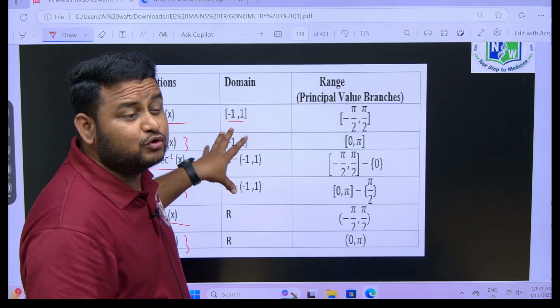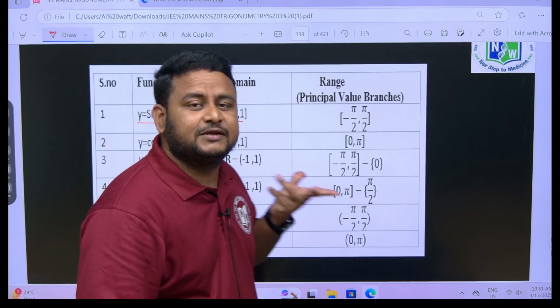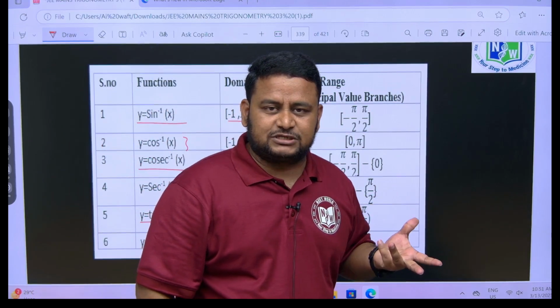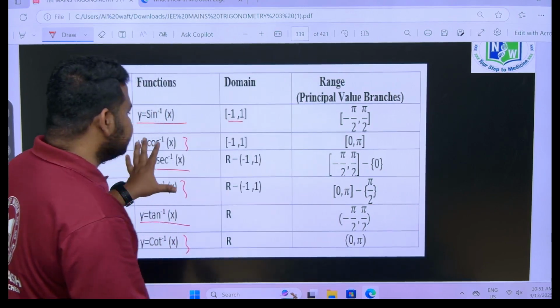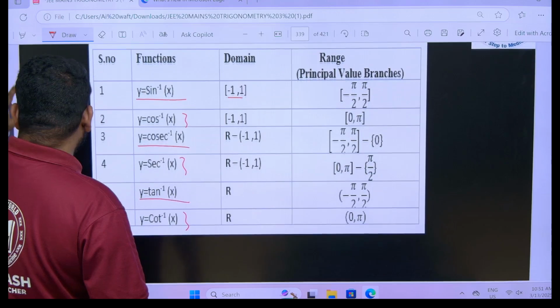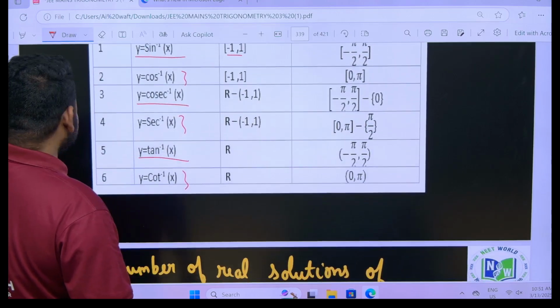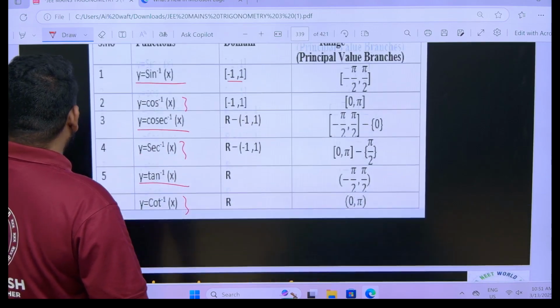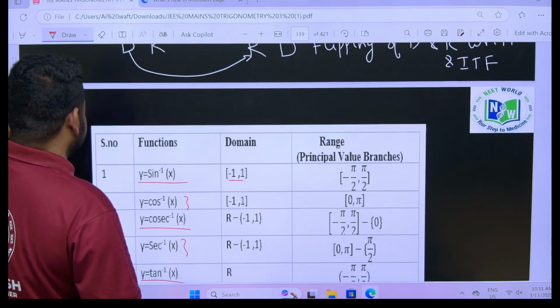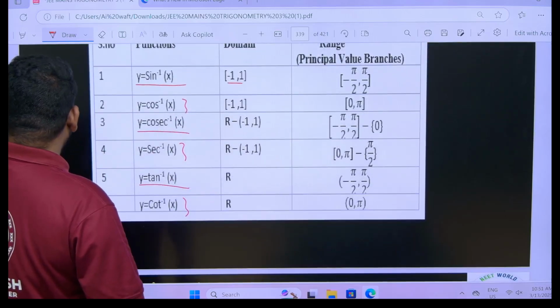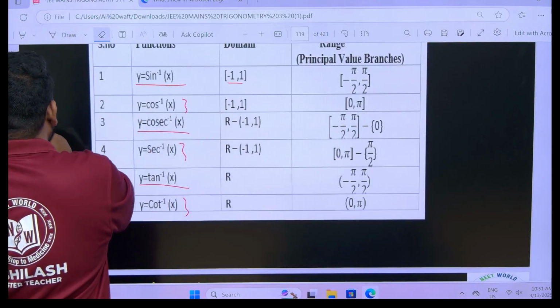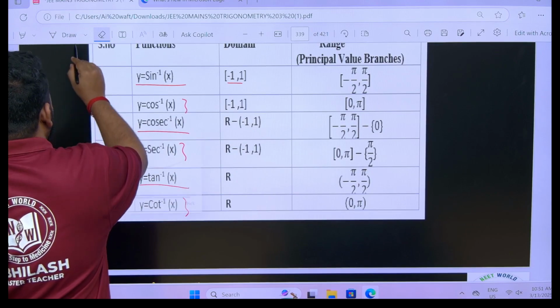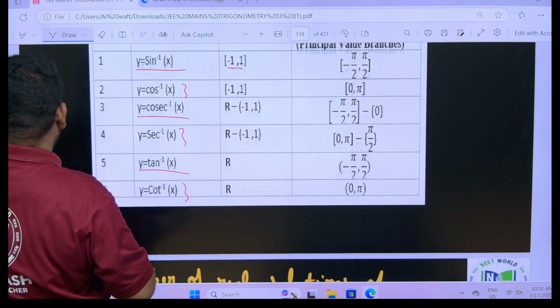This is called the Trimurti trick. Which trick? The Trimurti trick, which I will explain further. This is about domain and range. But before going to that, let me explain the Trimurti trick. How they behave similarly, I will show you right now.